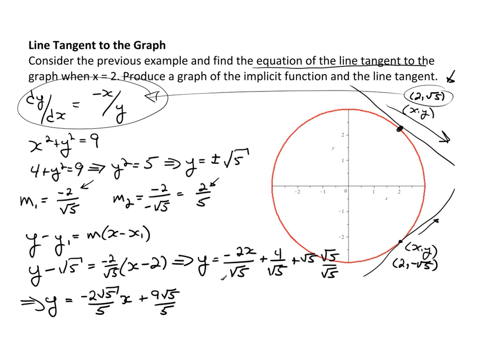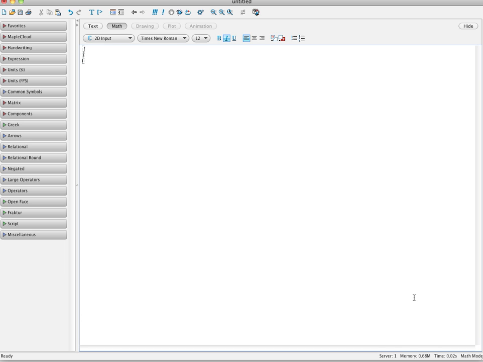And let's go ahead and jump to Maple real quick and take a look and see if that actually works. Now there's a couple different ways I can do this in Maple. I'm going to introduce you to what might be a new way for you. First of all, I'm going to start off with just typing in my equation. x squared plus y squared equals 9.